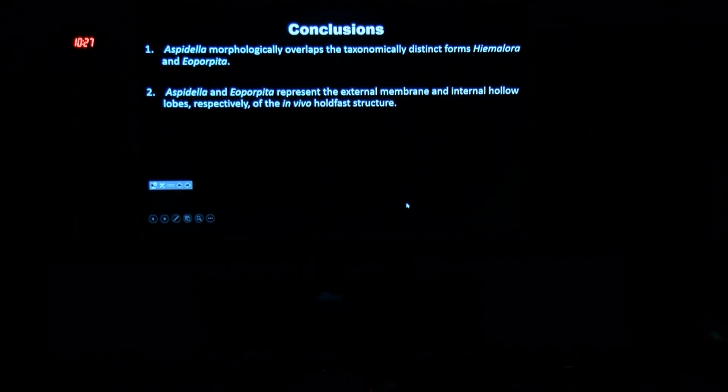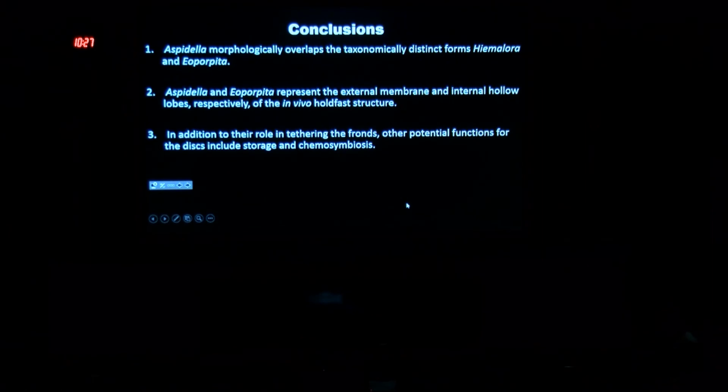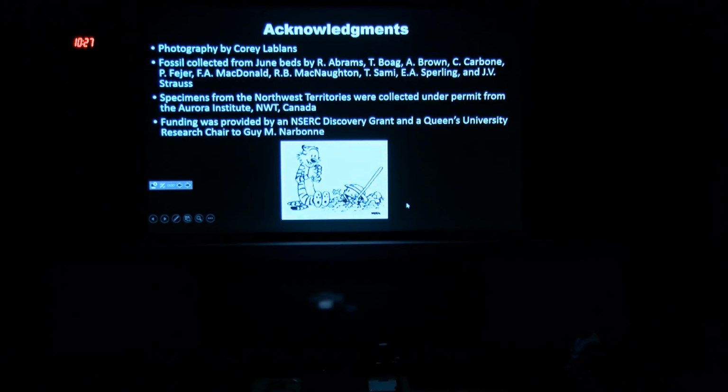So our conclusions are that Aspidella morphologically overlaps the taxonomically distinct forms Hemilora and Eoporpita. Aspidella and Eoporpita represent the external membrane and internal hollow lobes of the in vivo holdfast structure. And in addition to the role in tethering the fronds, other potential functions for the disc may include storage and chemosymbiosis.